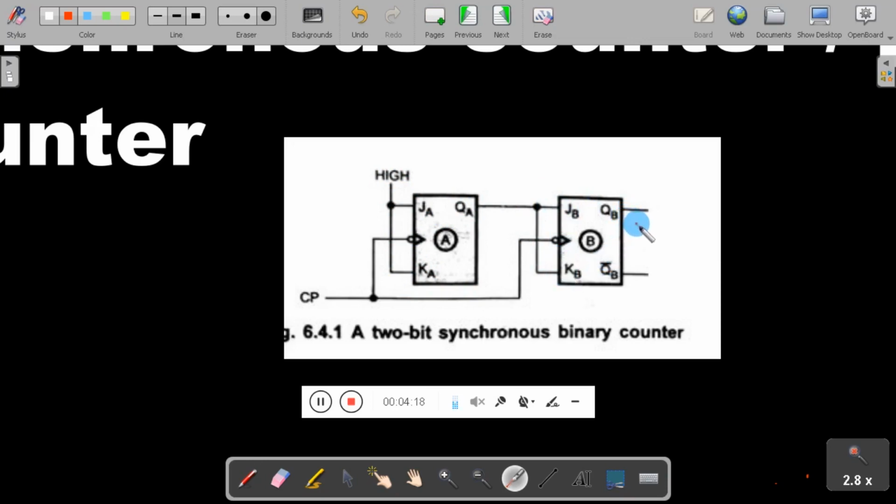And we are going to take simultaneous output from this point, that is QA and QB. This is the simultaneous output. We will check simultaneous output QA and QB. Now we will see the waveform, how it works. So I will take you to the next slide.